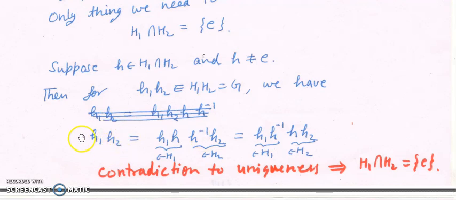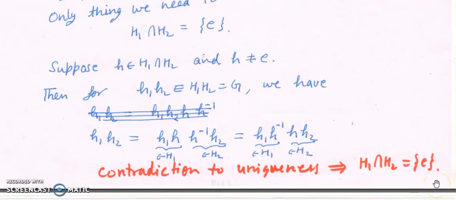So it means one element H1, H2 can be written in this way also. Moreover, if I take H inverse first and then H, then this element H1H2 can also be written like this. So this is a contradiction to the uniqueness, and this contradiction arises due to our assumption that H is non-identity. So hence H should be identity. So H1 intersection H2 is identity.